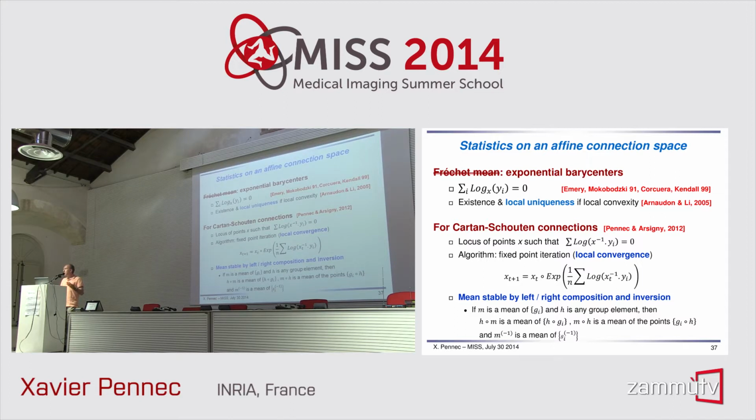And we can show that the same type of gradient descent algorithm that we used before for computing the mean also works in Lie groups. And what we obtain is a mean which is now left and right invariant, meaning that if I compute the mean of a set of elements, or the mean of the inverses, they will be inverse of each other. So now I have full compatibility.